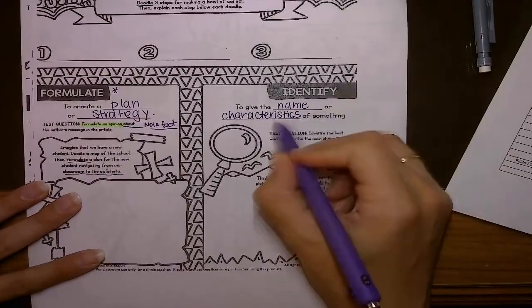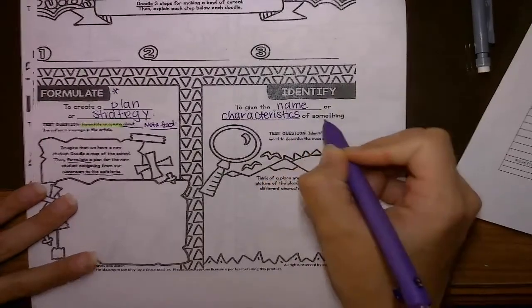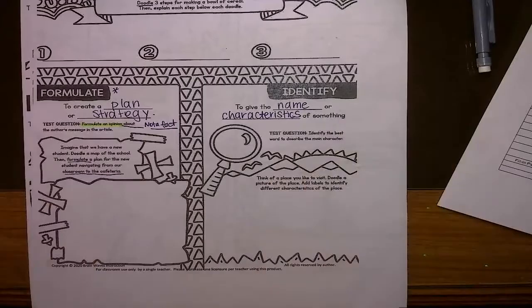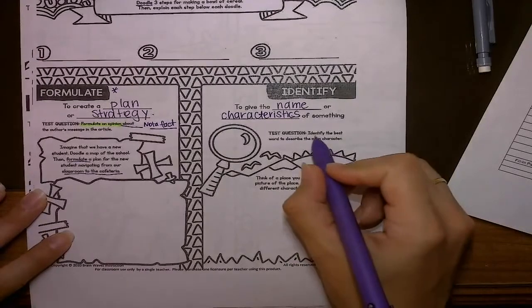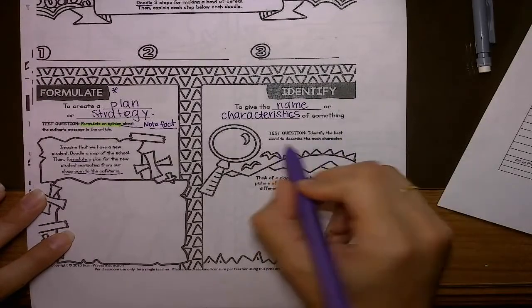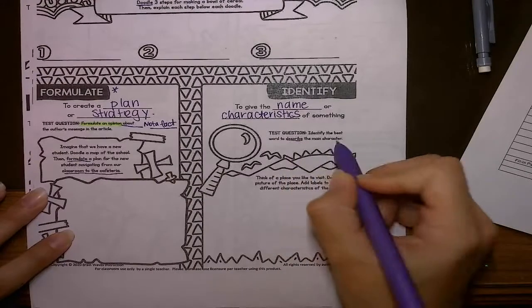All right, identify, I know you've seen this word before. It's to give the name or characteristics of something. So identify the illustration in the text, and let's say it's an illustration of a dog. You'd say the illustration is identified as a dog. It's like your identification. Okay. Identify the best word to describe the main character.